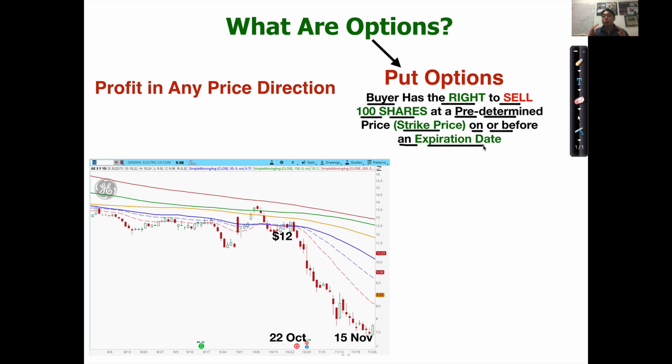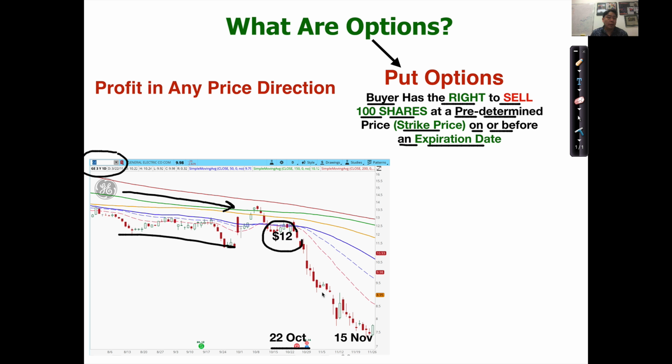So how can you use put options? Well, you can use these options to profit when you expect the price to go down. So let's take a quick look. Imagine you're looking at GE, one of the worst performing stocks right now, and it's on a very, very clear downtrend. From the moving averages, you can tell. So on the 22nd of October, GE was selling at $12, and you think it's going to go lower because it's a downtrend and it's losing money.